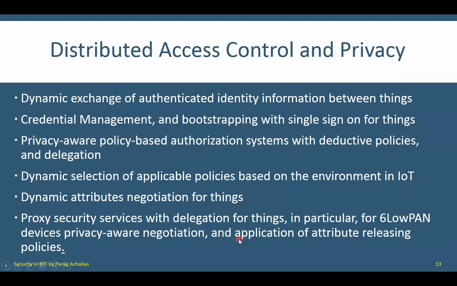In particular, for 6LoWPAN, device privacy aware negotiation and application of attribute releasing policy must be implemented. So when we talk about 6LoWPAN, those devices will have privacy aware negotiation and application of attribute releasing policies. These policies will define what kind of application it is, which devices must be included, what the properties will be, and what privacy related policies are implemented.